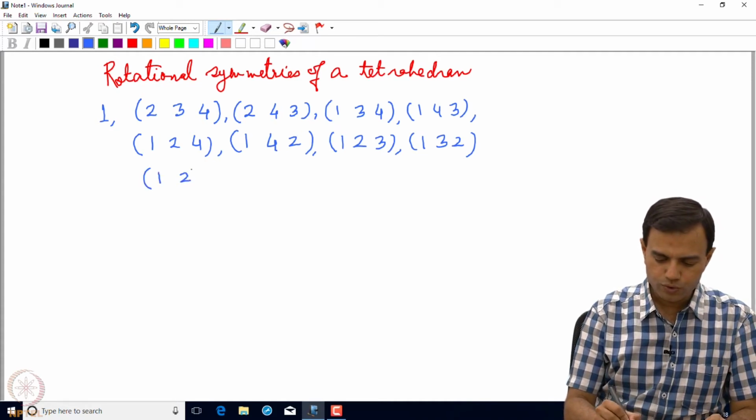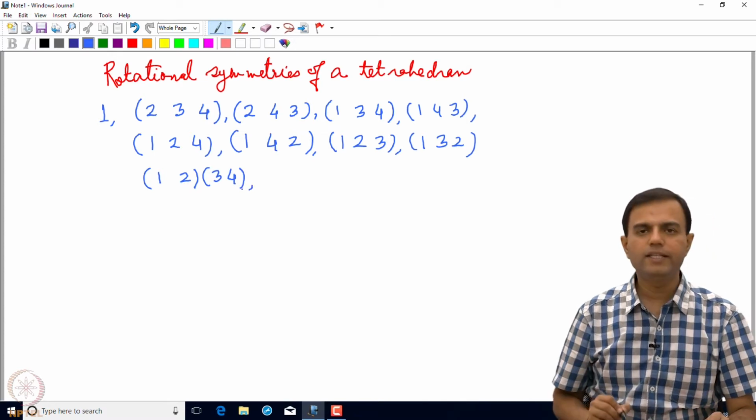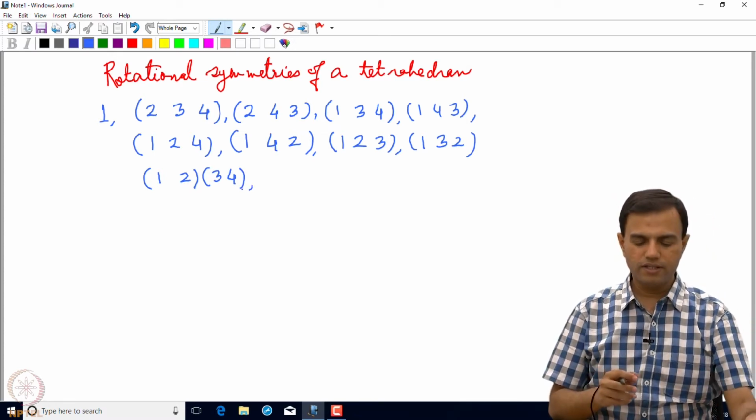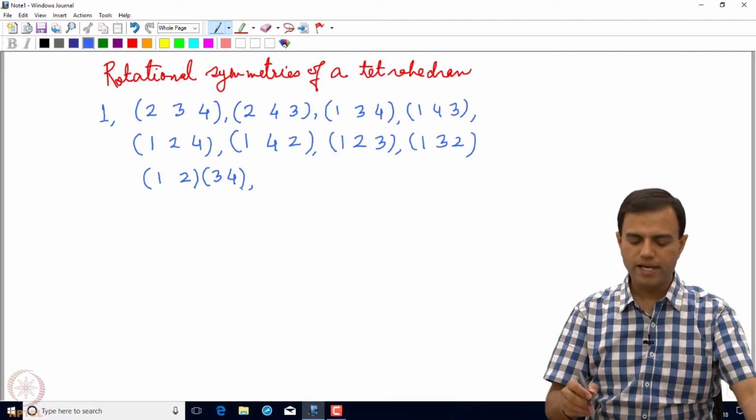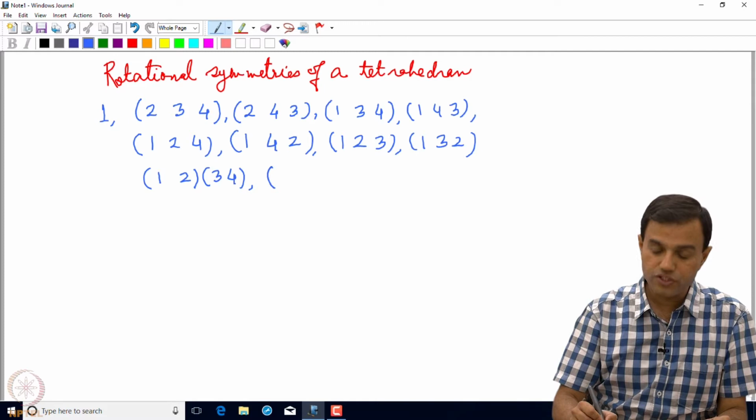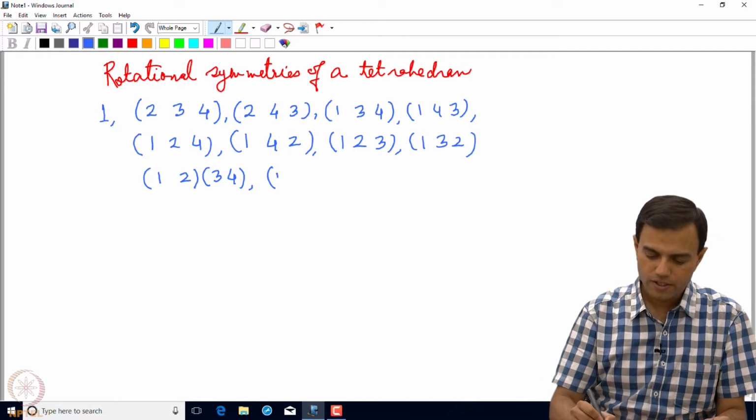1 goes to 2 and 3 goes to 4. And this may happen. There are other choices of vertices. I can pick the vertices 1 and 3 and go to the edge which is joining those two vertices. So I have 1 and 3, 1 goes to 3, and the opposite one is 2, 4.